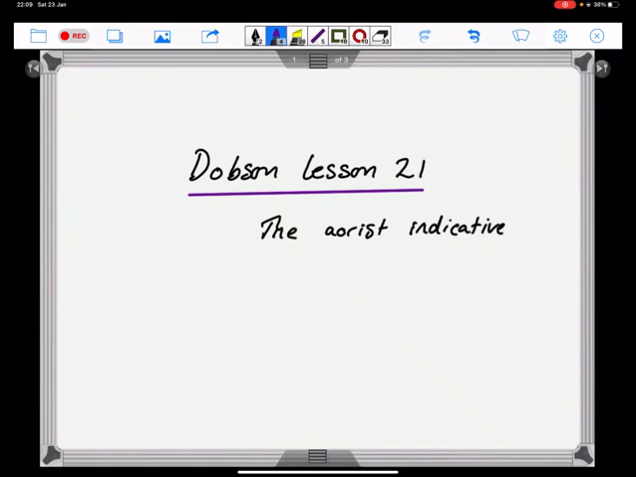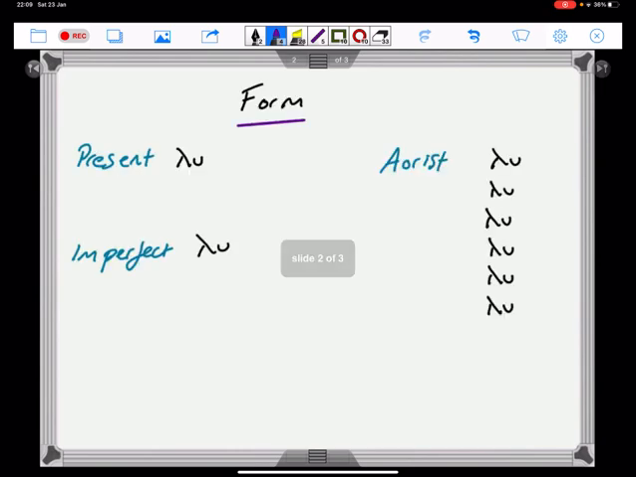One needs to add very little to lesson 20 to get to lesson 21. Now we're looking at the indicative, building on the participle. In terms of form, you've met luo and you've met eluon, and you learnt that past tenses needed to be augmented in Greek. The same is true of the aorist. In the indicative, it will be augmented.